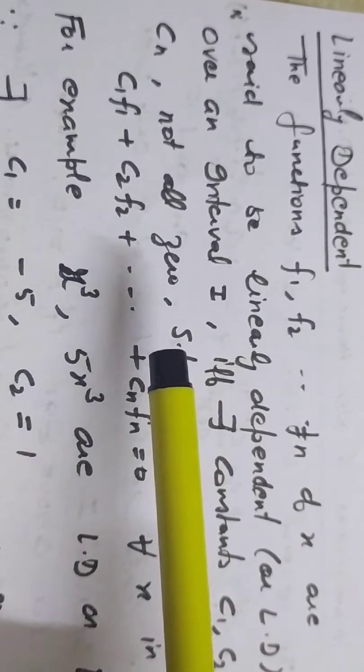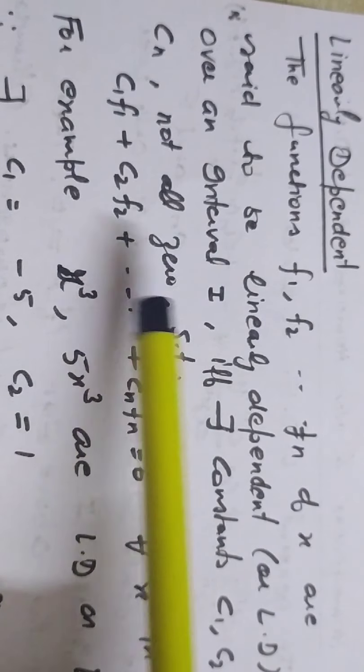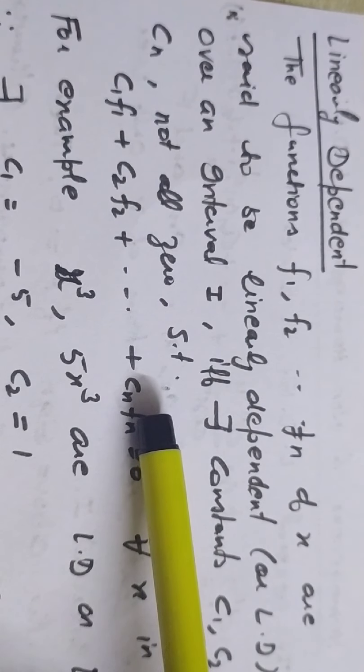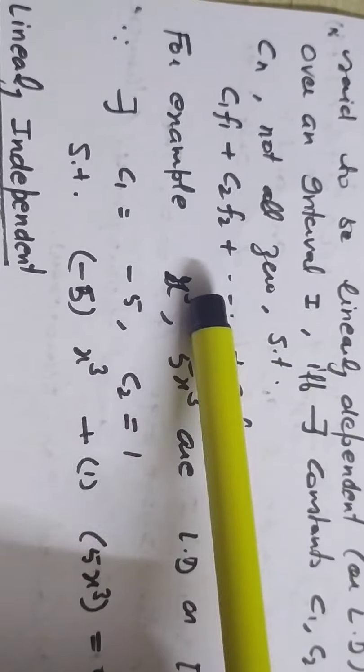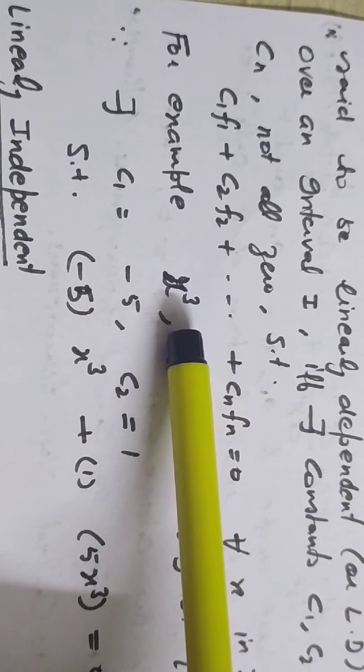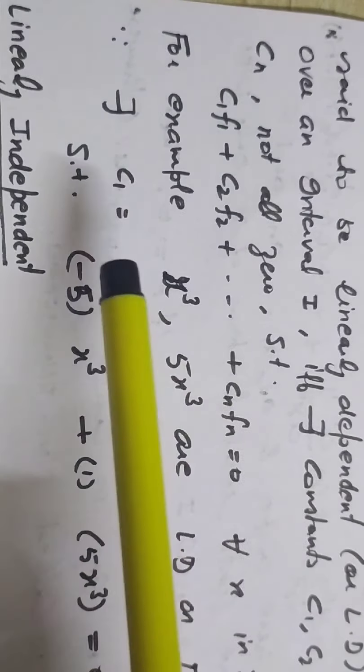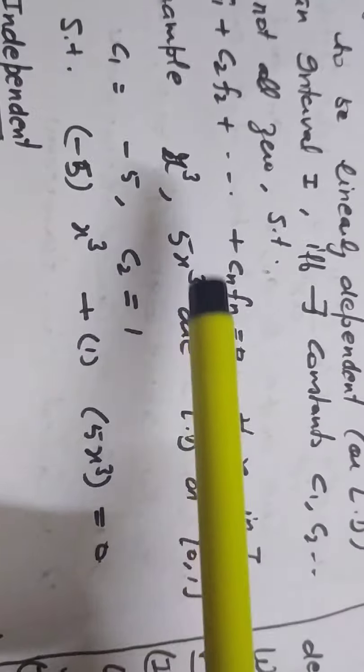For example, I have considered two functions x cube and 5x cube. When you multiply these two functions with c1 equal to minus 5 and c2 equal to 1, then adding these two functions gives me 0.